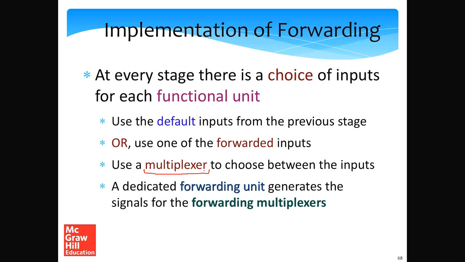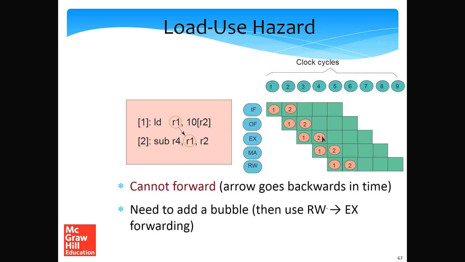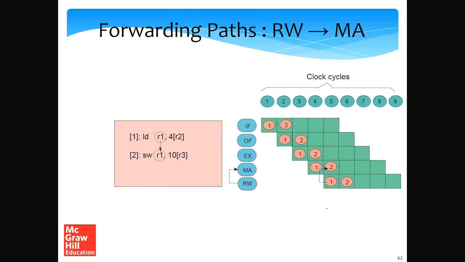And similar to our control path that we had in the case of the simple hardwired processor, as shown in chapter 8, we'll have a dedicated forwarding unit that generates the signals for these multiplexers, which are called forwarding multiplexers. This will be clear when we discuss the examples. Before the discussion, let's take a look at our forwarding paths once again.